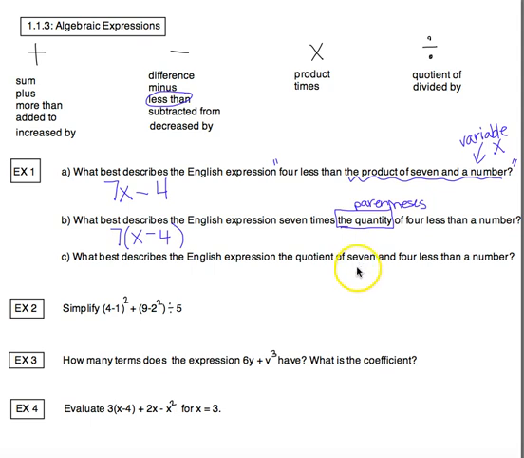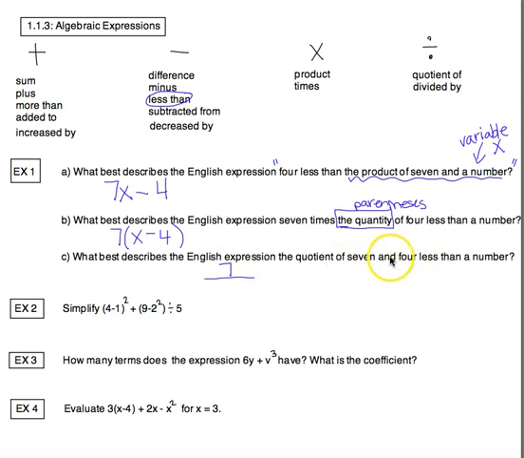So if we're talking about subtraction, if it says the difference of a number and 5, that would be x minus 5. If you put 5 minus x, that's not going to be correct. Same with here, the quotient of 7 and 4 less than a number. Since 7 comes first, that needs to be in the numerator. So this says the quotient of, so 7 goes in the numerator.